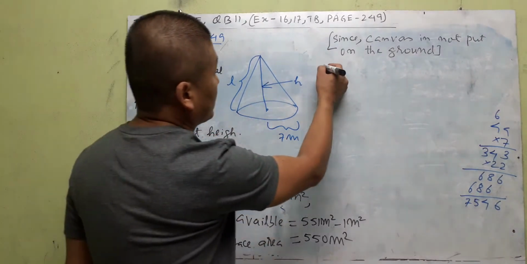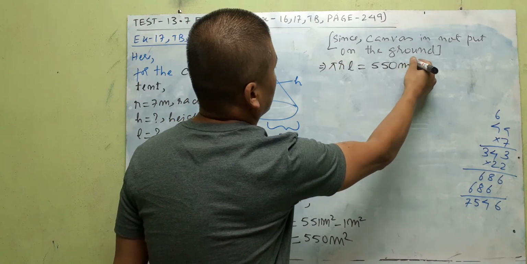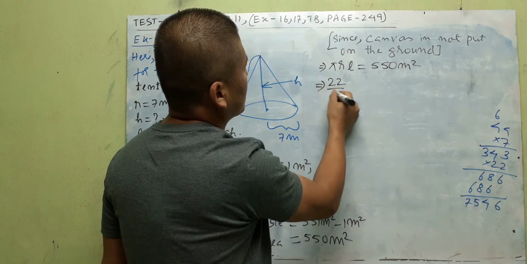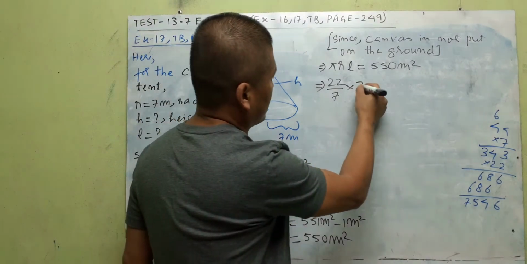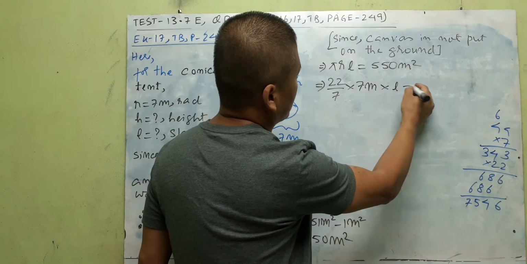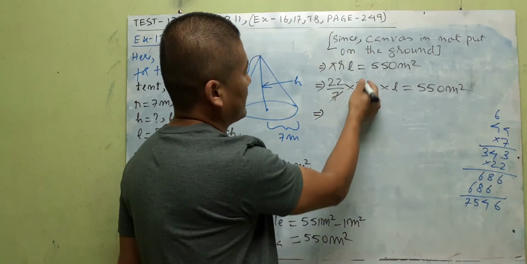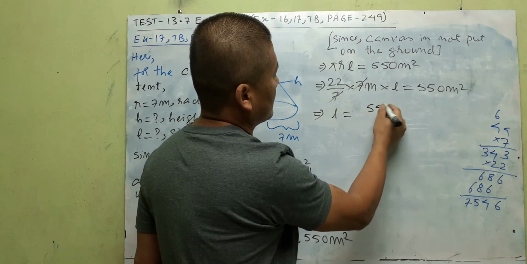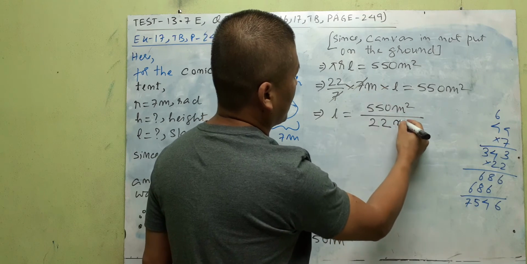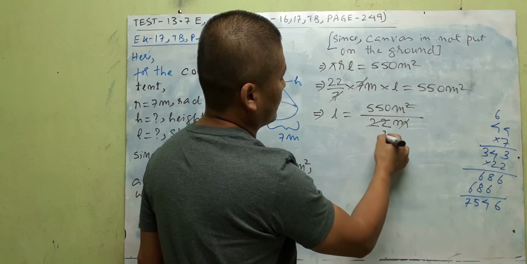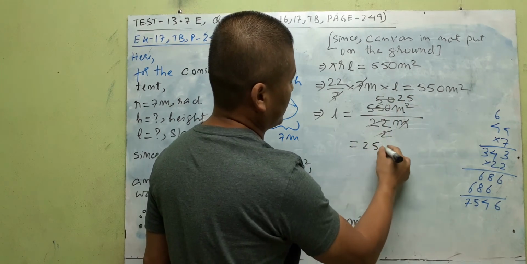So the curved surface of a cone, we know, is pi R L, 550 meters square. Then pi we know is 22/7 into R, which as you can see is 7, so we can just put 7 meter into L, which is yet to be known, equal to 550 meters square. So 7 and 7 cancel, and we can immediately get our L. 22 comes down, 11 2s are 22, 11 5s are 55, 0. 2 2s are 4, 5 2s are 10, so L is 25 meter.